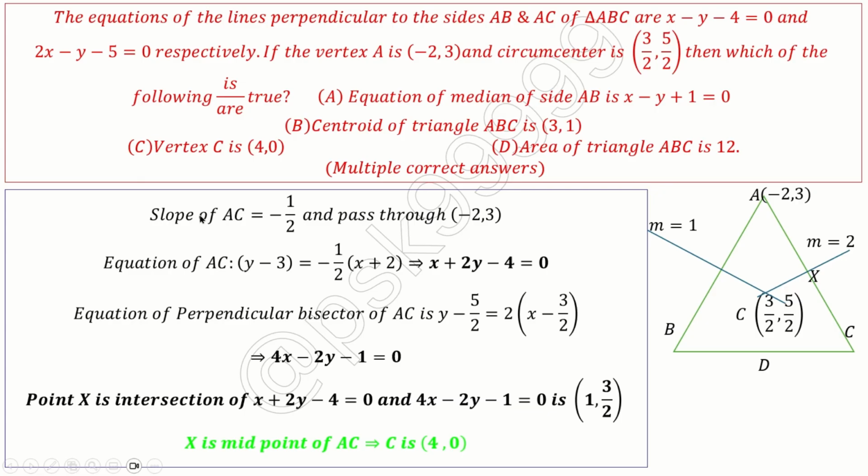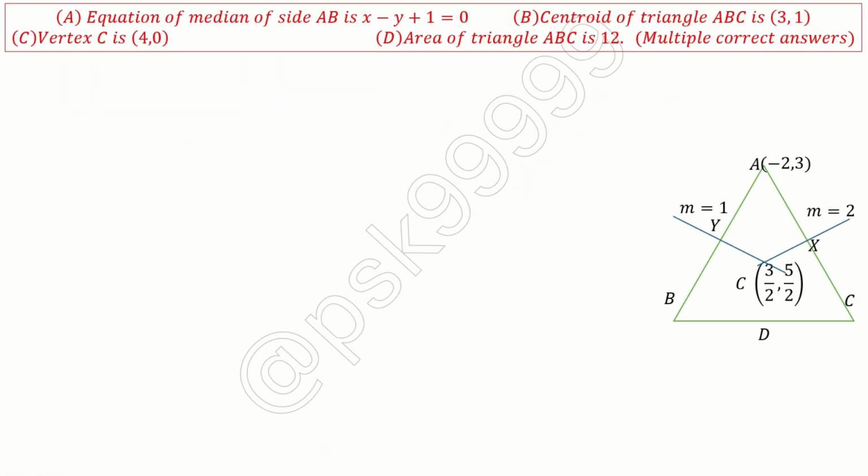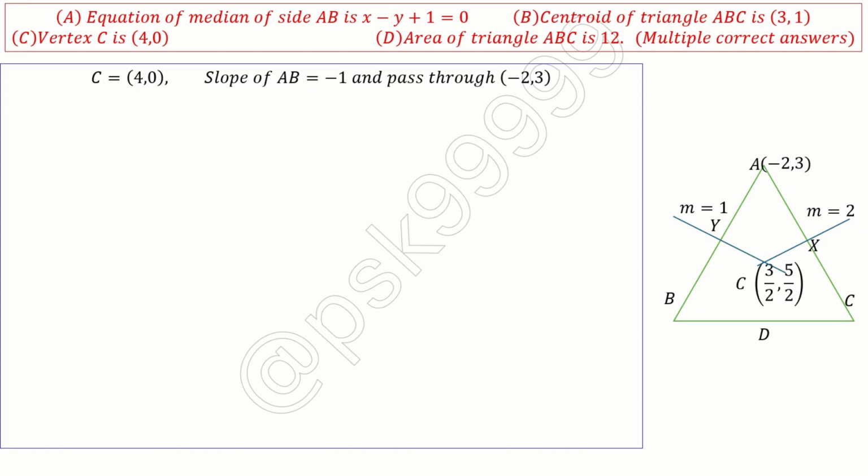Now let's check the other options. We have C, we have the slope of AB, and it passes through minus 2 comma 3. Similarly, I can get the coordinates of B also, correct? So the equation of AB is nothing but, because it is perpendicular, the slope will be minus 1. So y minus 3 equal to minus 1 times x plus 2, which is x plus y minus 1 equal to 0.